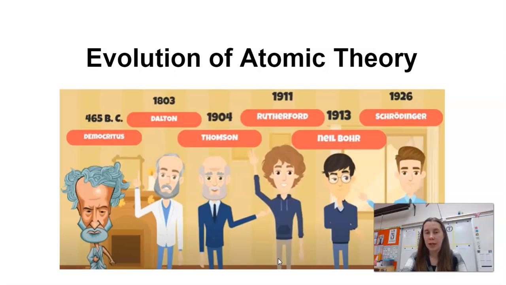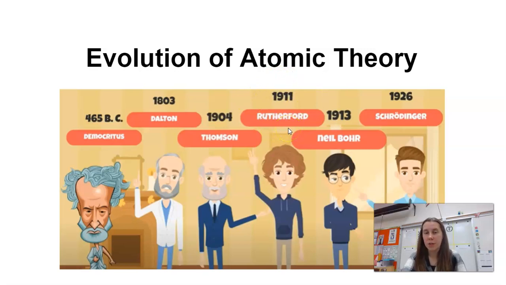All right, so then over time, other scientists made observations about the atom and used those observations to describe what the atom would look like. So Dalton developed the atomic theory in the early 1800s. Thomson developed the plum pudding model for the atom in the early 1900s. We're going to talk about his model and Rutherford's model, which was developed a little bit later.